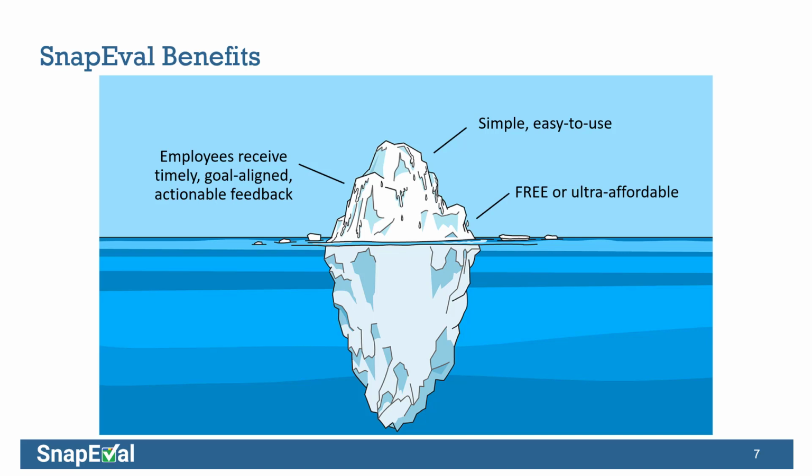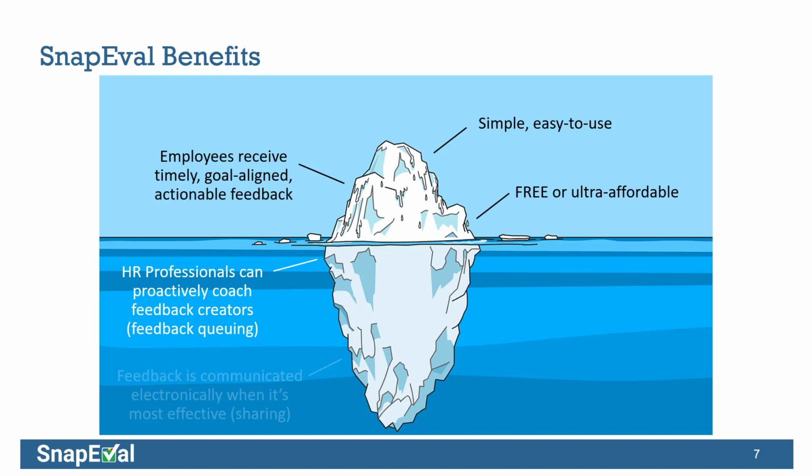But there's also a lot of things below the waterline, so to speak, that are benefits. For example, HR professionals can proactively coach someone who's creating feedback for an employee before that feedback is actually shared with the employee. It's called feedback queuing, and we'll talk about it more in a few minutes. Another is that when capturing feedback, you have the opportunity to decide whether you want to share it right away or defer sharing it to a future point in time.